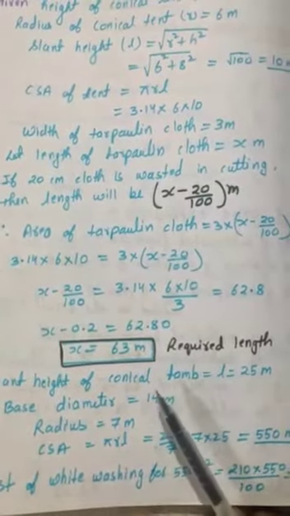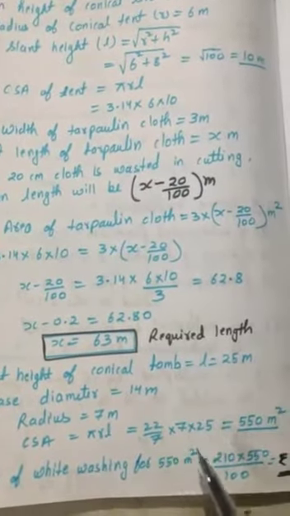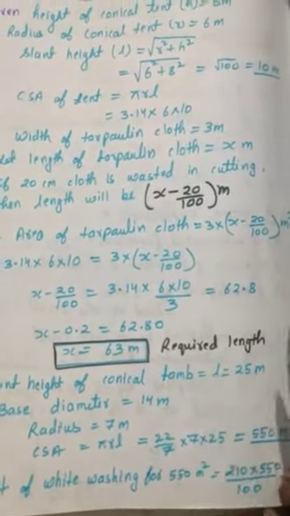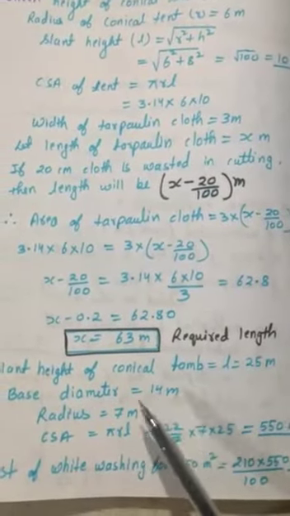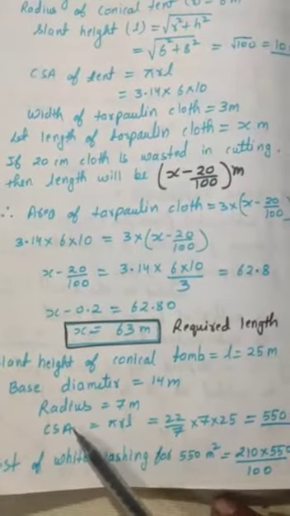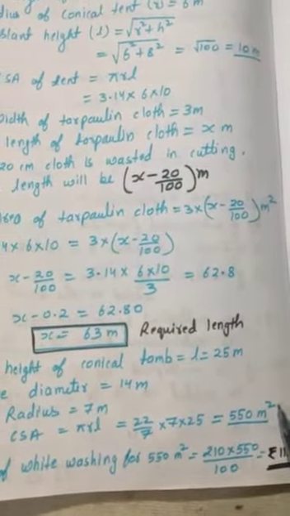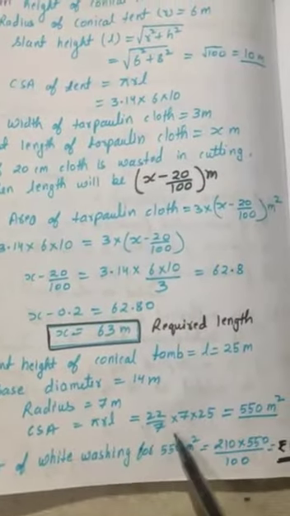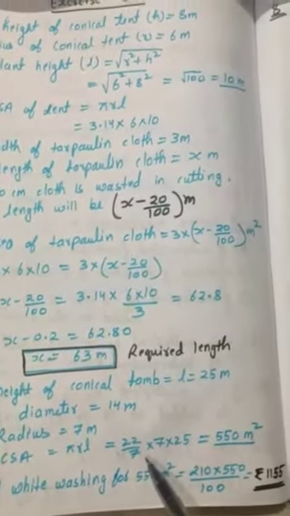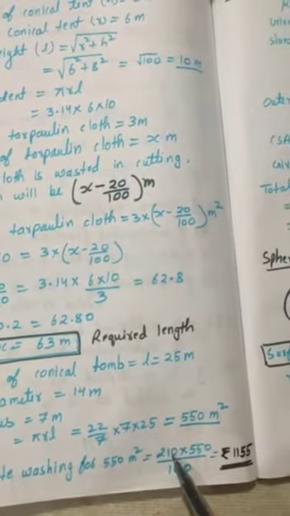If the curved surface area per 100 meter square, the cost is 210. Okay. Now आपको पता है जब कॉनिकल टूम को वाइट वॉश करोगे तो आपको उसको सिर्फ CSA को वाइट वॉश करना है. So you will calculate CSA, which is coming 550 meter square by putting the values. Okay. Then what is the cost of whitewashing 100 meter square? 100 meter square को white wash करने का cost 210 है.